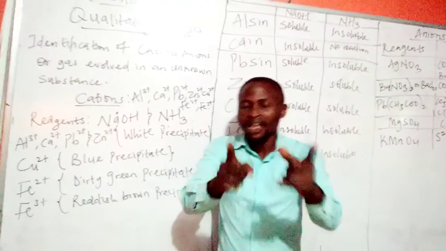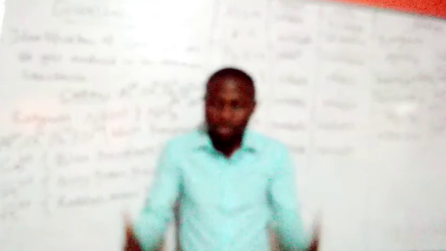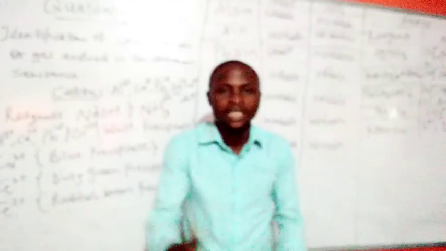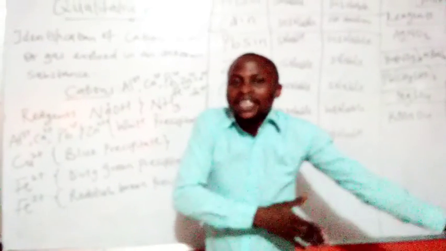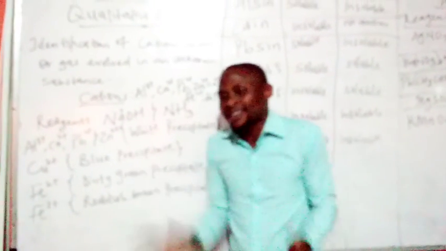Take for instance, you call somebody to come and check if there is salt in a particular delicacy or not. That is qualitative analysis. So the same way we want to identify if there is a particular cation, positive ion, or anion, negative ion, in an unknown substance. We want to know if there is salt in a food or there is a particular Maggi in a food. So that's just a live example.